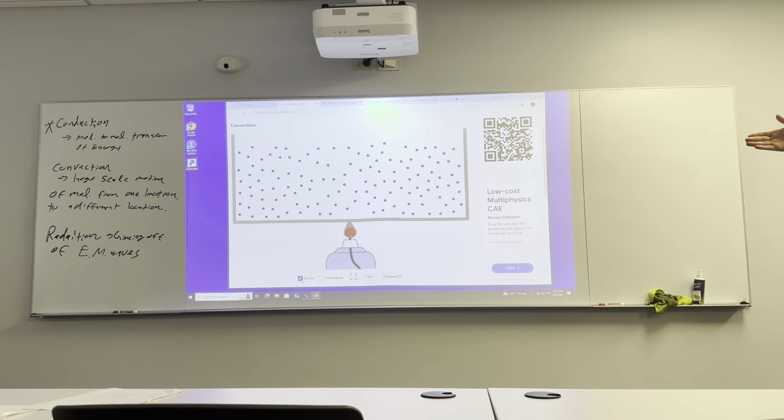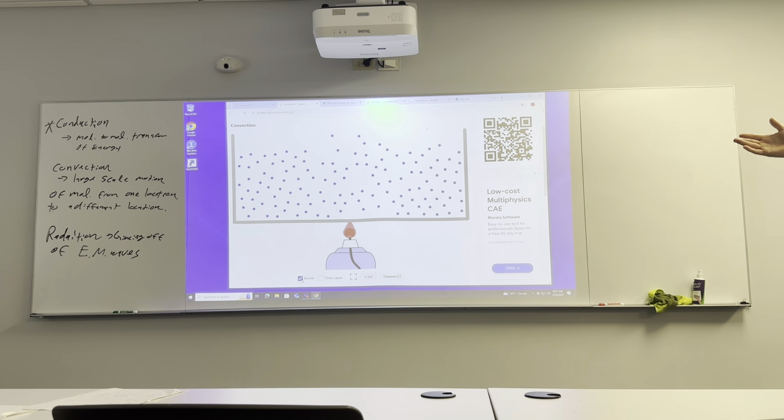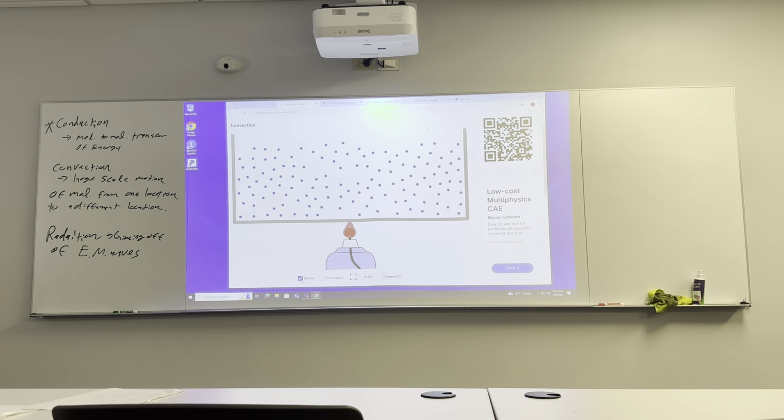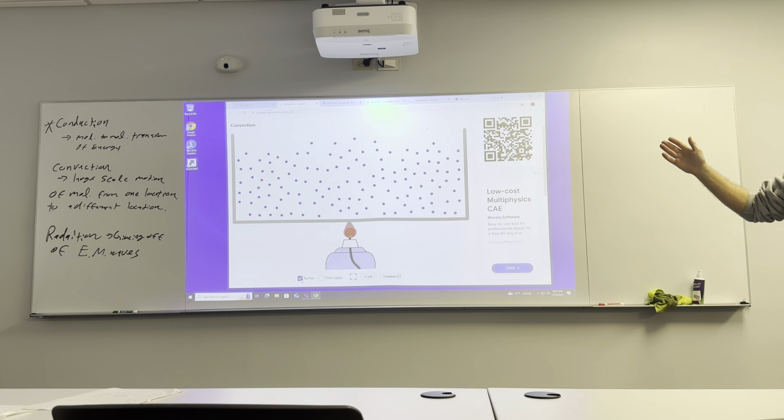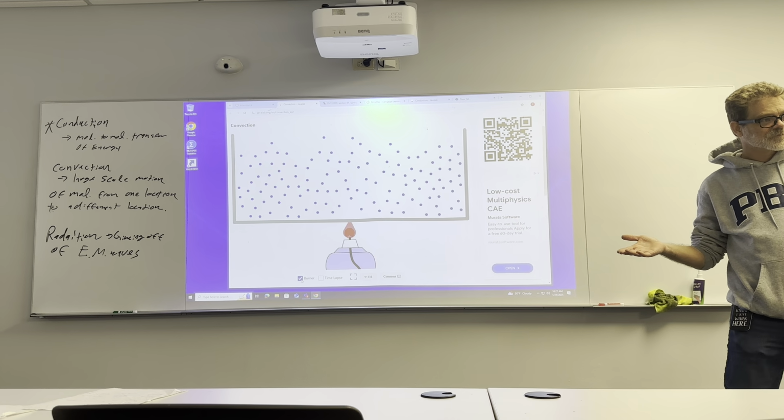Luckily, you only have to know the definition of this. We're not going to calculate with it. Isn't that sad? It's a little more involved, the mathematics of this. So we're going to go on to the last one, radiation.